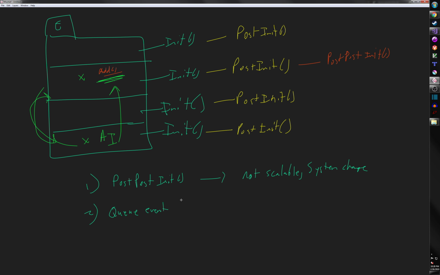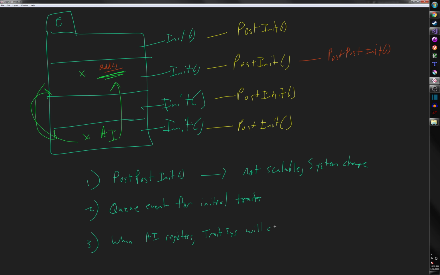Number 3, which might be the right way to go, I don't know, is, I think I've done this before, how do I put this? When AI registers, the trait system will just directly call all the callbacks.